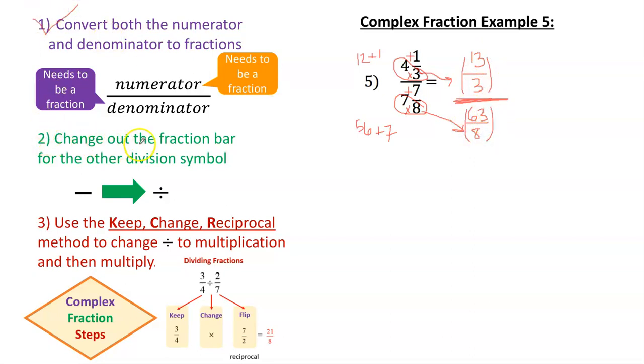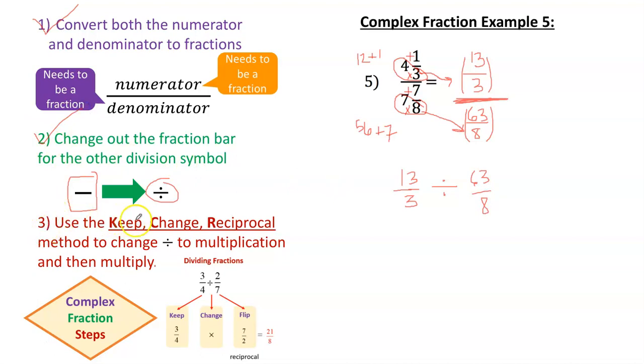Step 2, change out the fraction bar for the other division symbol. So I record the division symbol. 13/3 divided by 63/8. Since you say 13/3 first, you record 13/3 first on the left. Then you record the denominator, 63/8. And now I'm ready for step 3.